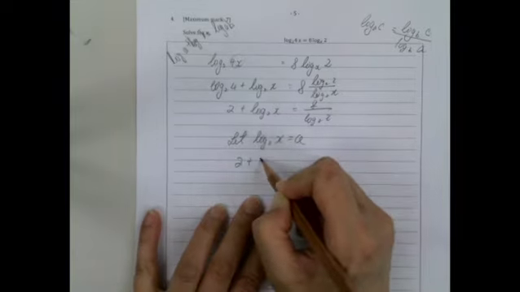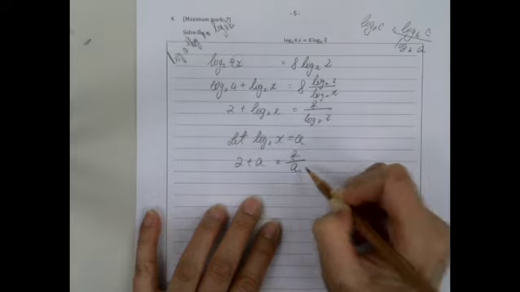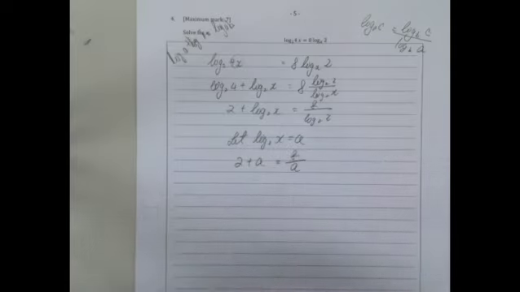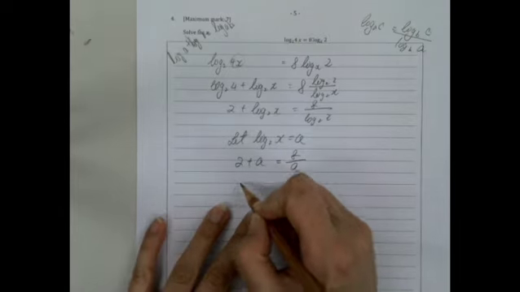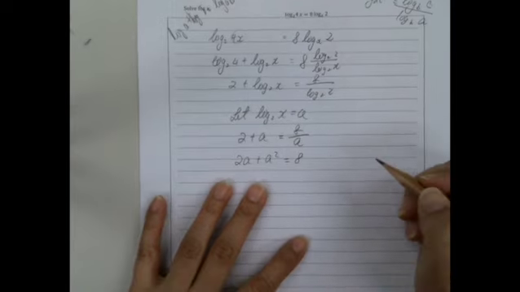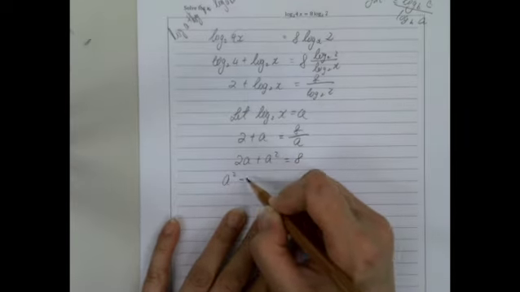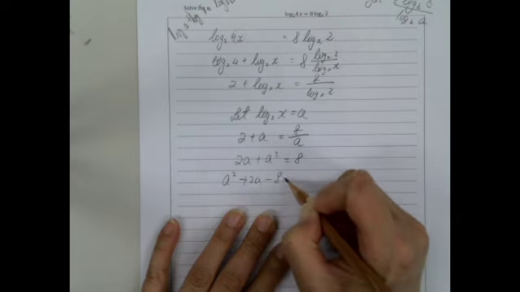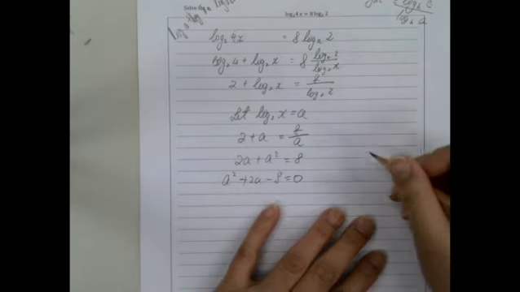Now I will have 2 plus a equals 8 over a. Wait a minute, this is our classic quadratic equation. So we could have 2a plus a squared equals 8. Rearranging a bit, a squared plus 2a minus 8 equals 0. Then you can do your quadratics.